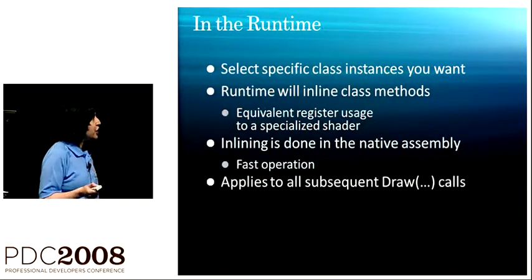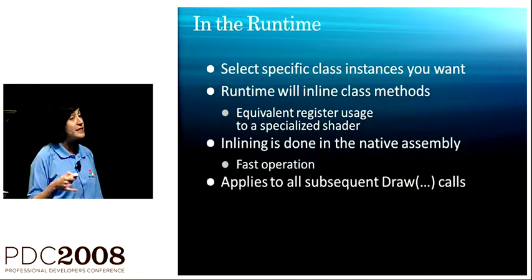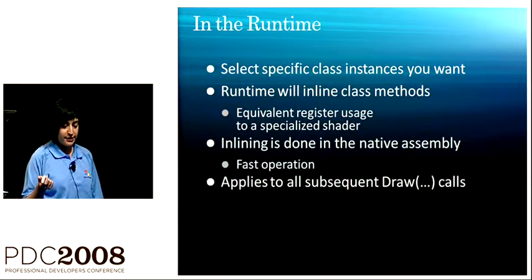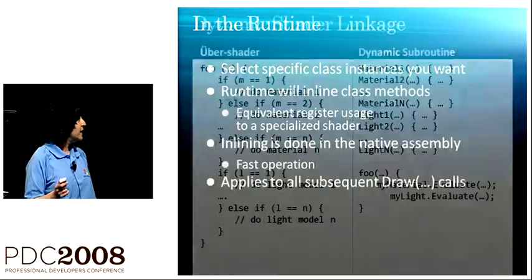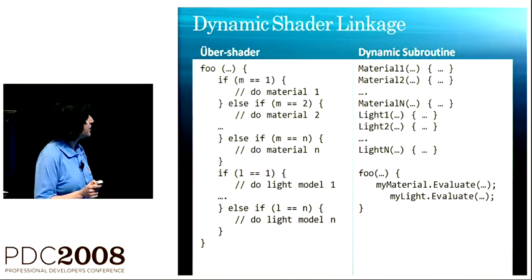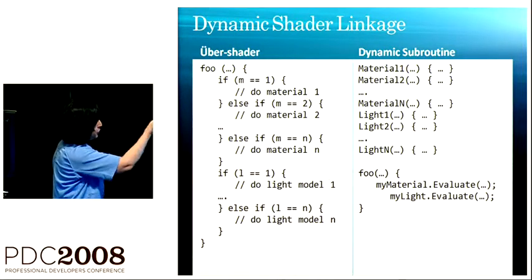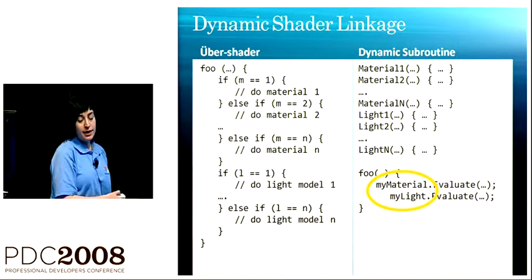So in the runtime, what you're going to do is select the specific class instances you want. The runtime is going to inline those methods. That's what gets you the good register usage. The inlining is done in native assembly, so it's nice and fast. And this applies to all subsequent draw calls, so you're less worried about state changes. So this is the difference between the Uber shader code and the new dynamic subroutine code. And here what you're doing is binding the appropriate one at runtime.